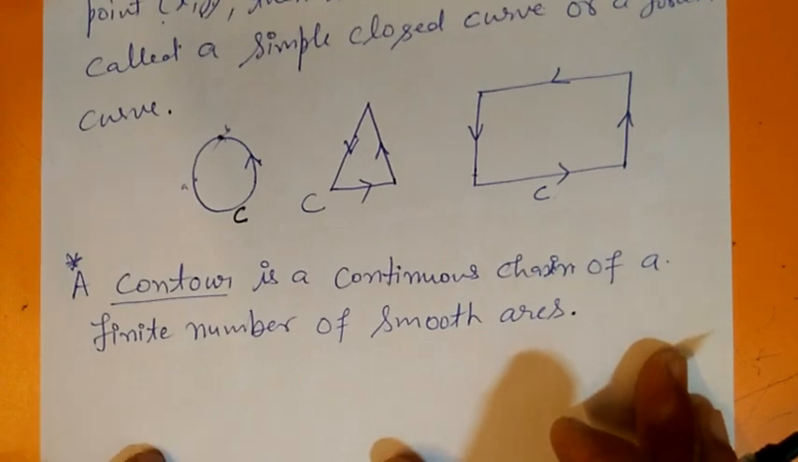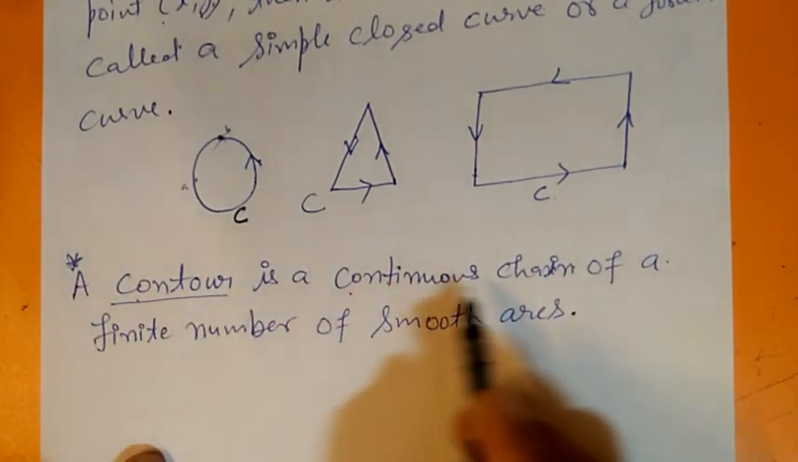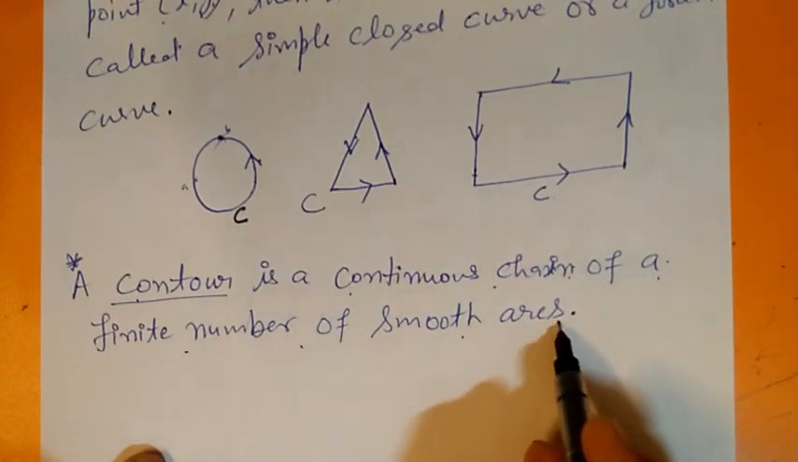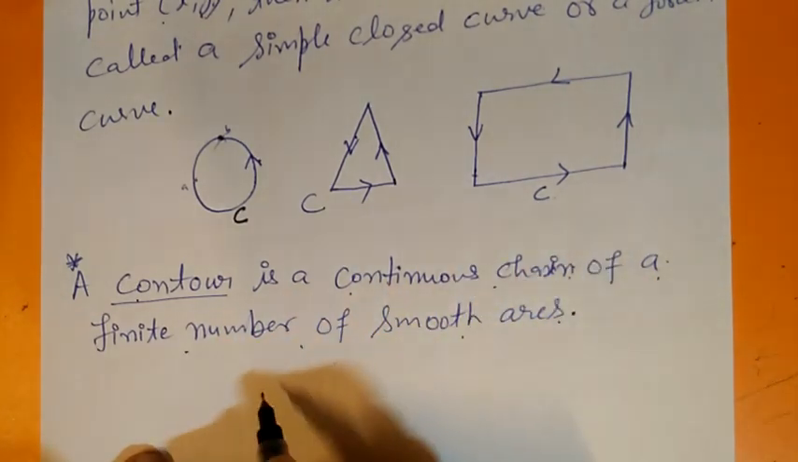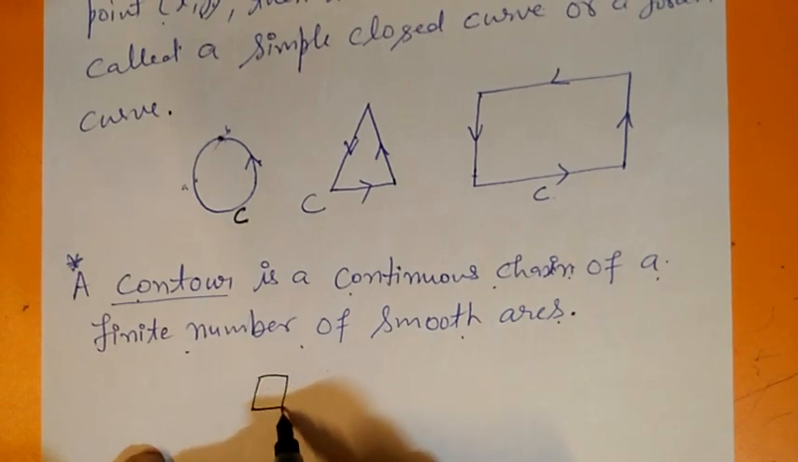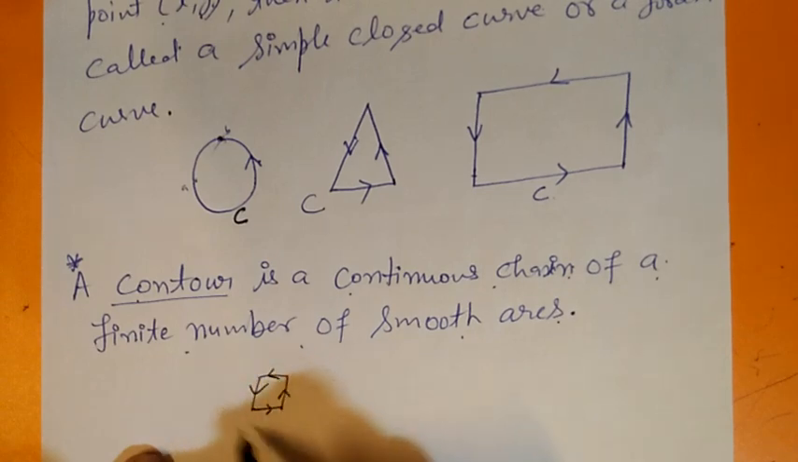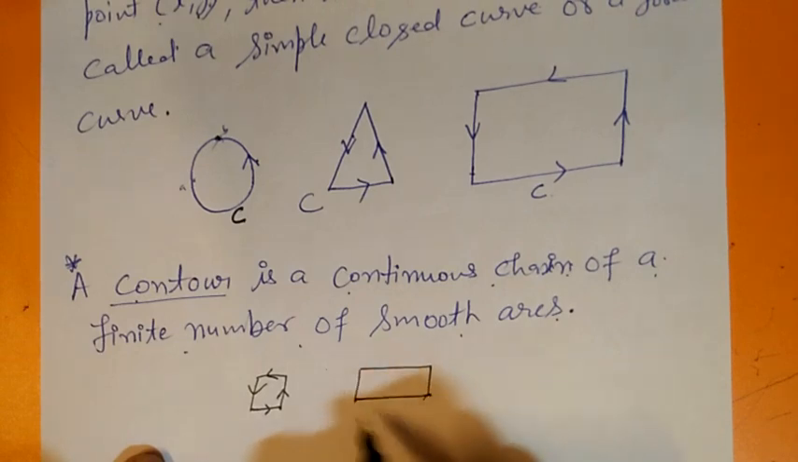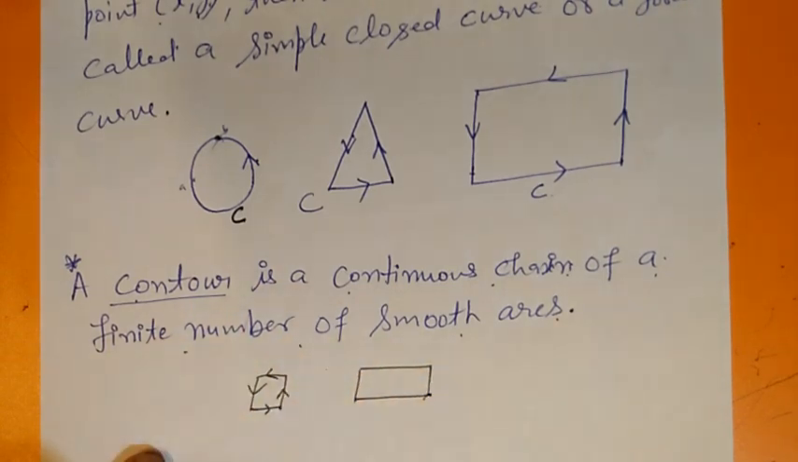Now next, what is a contour? A contour is a continuous chain of a finite number of smooth curves. For example, a square. A square is a continuous chain of a finite number of smooth curves. So this is a contour. Or a rectangle. A rectangle is also an example of a contour.